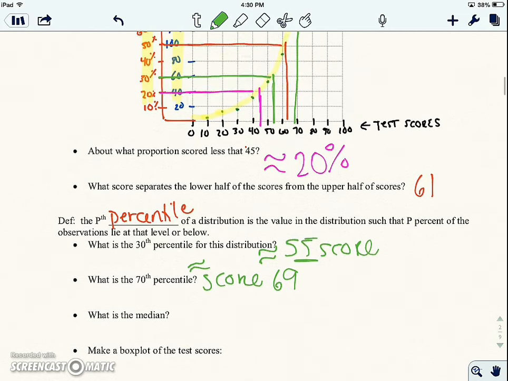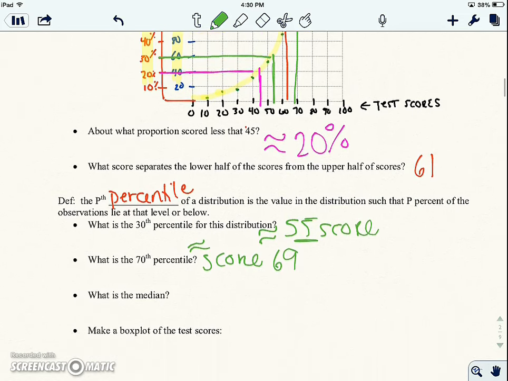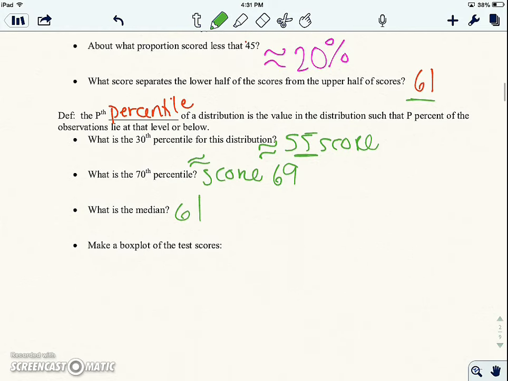The median then, we'd mean the middle score. That's also the 50th percentile. Okay, so back to this, that'd be 61. And we could make a box plot. I'm not going to do that for you right now. Well, actually, let me show you.